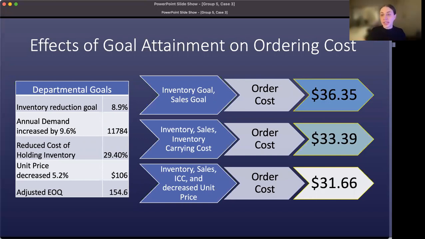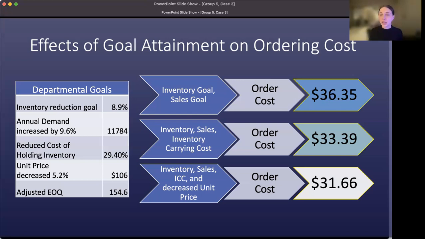So first, we know that Davis wants to reach his goal of inventory reduction of 8.9%. And simultaneously, sales has a goal to increase sales and demand by 9.6%. So if we achieve that goal, we know our new yearly demand is going to go up to 11,784 units.